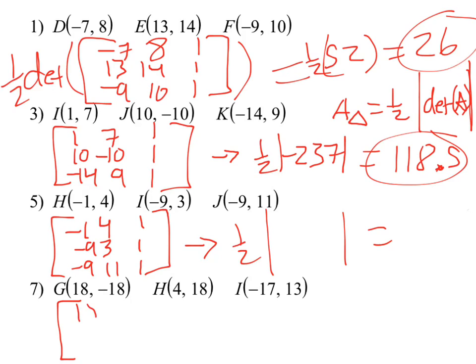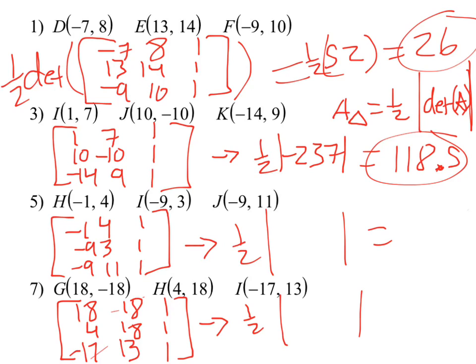and we'll get our end results. We'll have 18, negative 18, 4, 18, and negative 17, 13, and then a column of 1s, and we get this. I had to do 1/2 of the absolute value of whatever it is, and it'll give us our final answer. So that's what you're going to be doing in all of these: typing in the matrix to get the determinant, and then you half that and you get the area of the triangle.